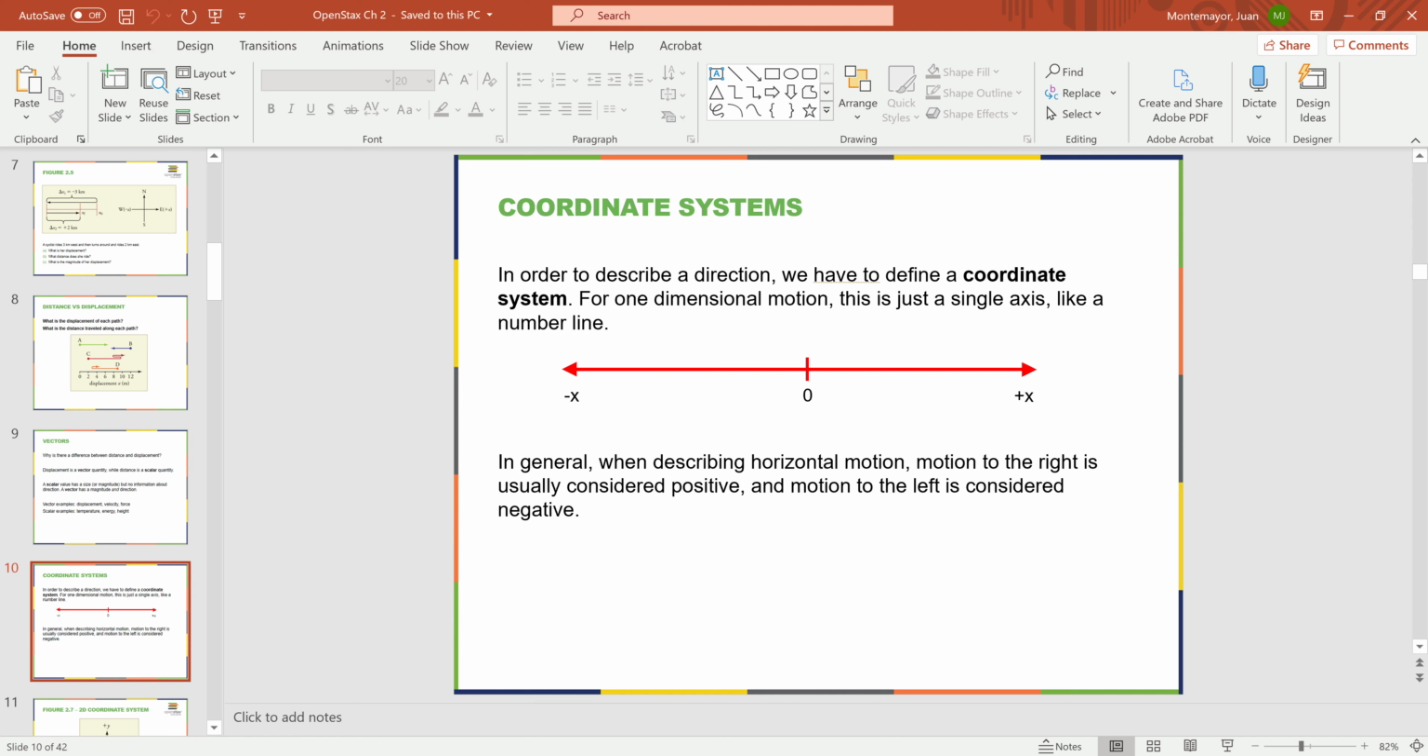To describe a direction, we have to define a coordinate system. For one-dimensional motion, this is the single axis, like a number line. In general, when describing horizontal motion, motion to the right is usually considered positive, and motion to the left is considered negative. Just like we were talking about in the example with the compass, west direction was negative, east direction was positive. Typically, those are the coordinate systems that we work with. Now, there are special occasions where you can choose which one you want to work with. If you want to make left positive and right negative, it just kind of depends on the problem at hand.